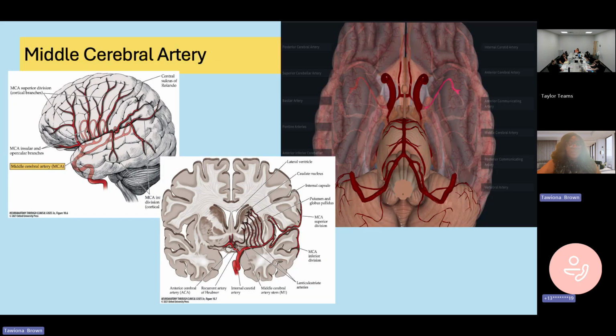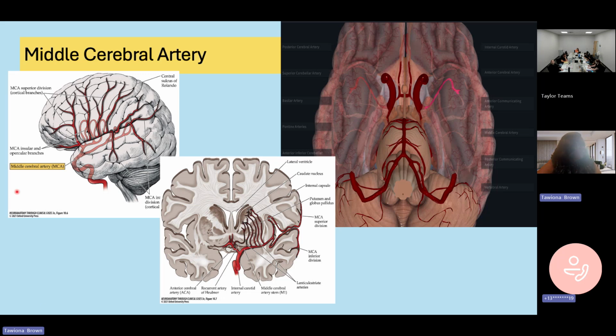Okay, so segueing into the middle cerebral artery. The middle cerebral artery is a little bit more complicated than I would say the ACA is, because it has a lot of depth that you really can't see, because in a lot of textbooks we're only showing you the lateral aspect. But that doesn't mean that it doesn't hit some of that interior component. It's just more of the subcortical structures within the brain that it will hit or target.